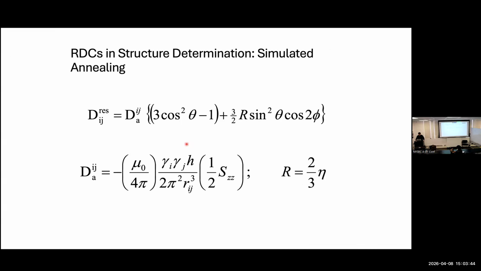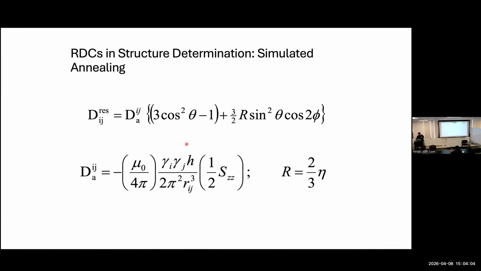So maybe I'll take any questions about the RDCs. Oh, by the way, we described the averaging of the RDCs in terms of internal motions. And so what are the time scales that lead to the averaging of RDCs? How would you figure that out?